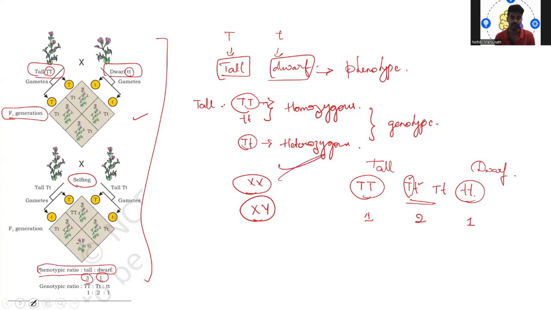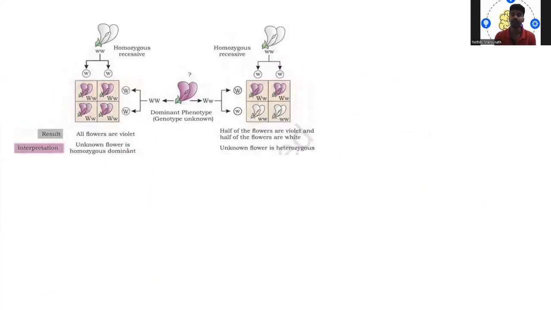Just to see how this experiment works, again, he chose another experiment where he did a test cross. Mendel crossed the tall plant from the F2 generation. This is what you saw. So now in another experiment, he crossed the violet color that you are seeing, which is represented by capital W, where violet color is dominant over what? White color, which is small w.